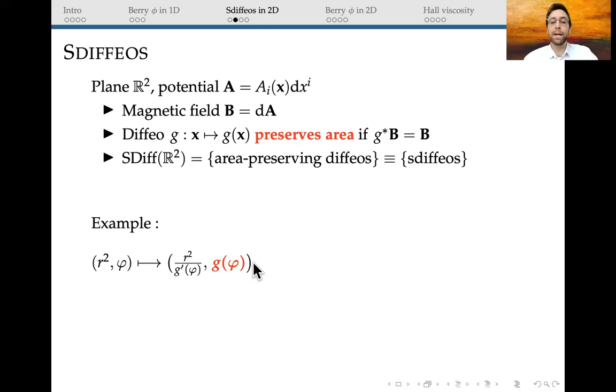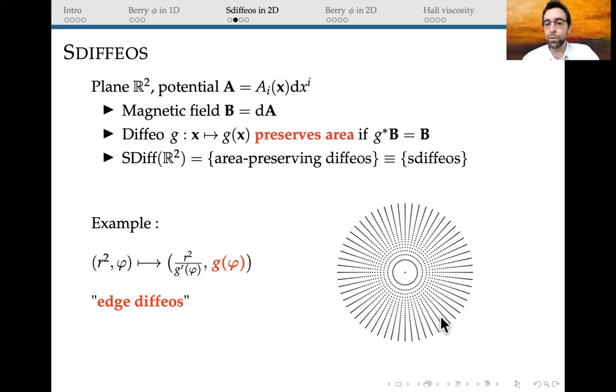In fact, they're quite important in the quantum Hall effect, because these transformations turn out to be the conformal transformations of edge modes. So for this reason, I'm going to call them edge diffeomorphisms. Again, instead of writing things in terms of formulas, pictures help. So here's a picture of a bunch of points which I have distributed in the plane. And what I'm going to do is to act on those points with certain edge diffeos, just so that you see what's going to happen.